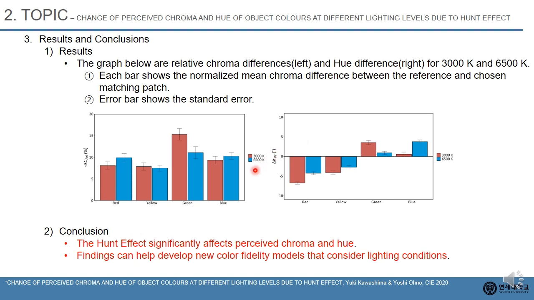The conclusion is that the Hunt effect significantly affects perceived chroma and hue. These findings can help develop new color fidelity models that consider lighting conditions, ensuring accurate and consistent color perception in various environments.